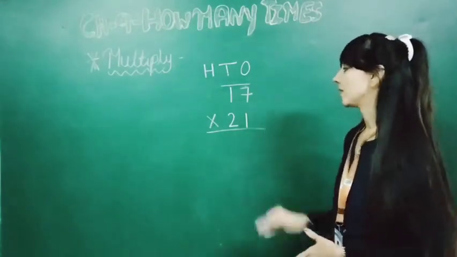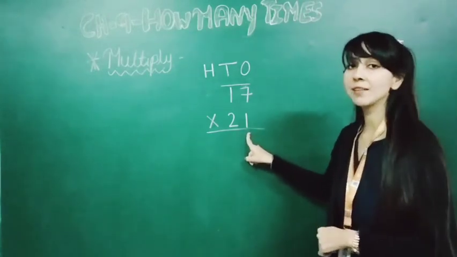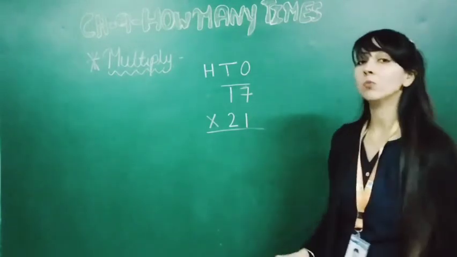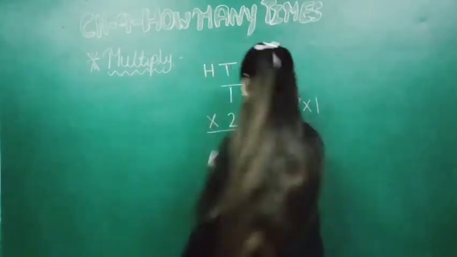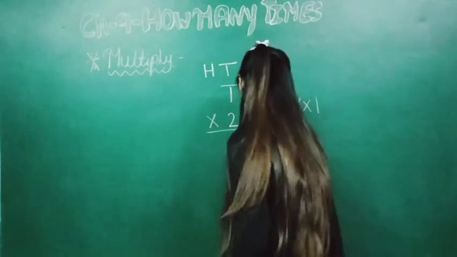Now students, we will see the next example. 17 into 21. It's written. So first of all we will see the ones place. So actually we are multiplying 17 by 1. So here also we will write 17 into 1. Now 1 seven is 7. Here we will write 7.